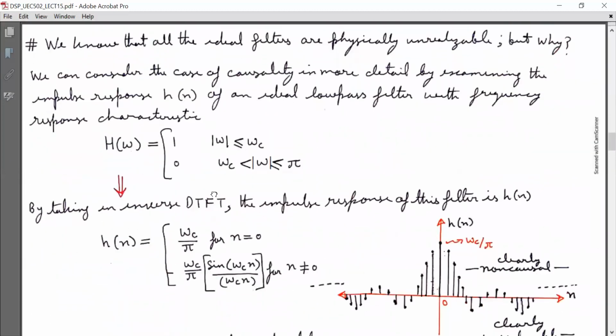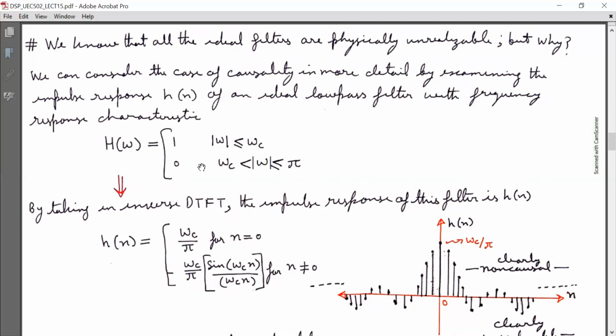Now, the next question is, we know that all the ideal filters are physically unrealizable as discussed in the previous lectures, but why? So we will take one example. We can consider the case of causality in more detail by examining the impulse response h(n) of an ideal low pass filter with frequency response characteristics H(omega) equal to 1 for omega less than or equal to omega c, where omega c is the cutoff, and 0 when omega lies between omega c and pi.